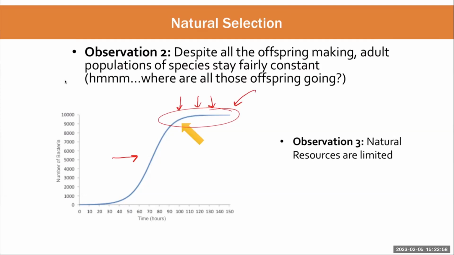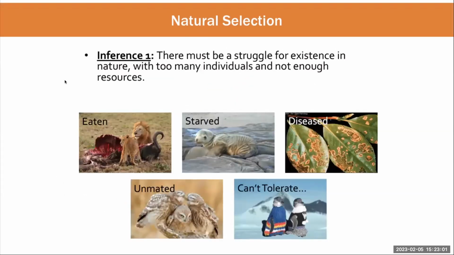Once again, as that population reaches carrying capacity. So from those observations, we can make an inference, right? The inference is that there is some struggle for existence. More offspring are being born than can survive, and there are limited resources, right? So this means that not every individual survives as a result of that resource limitation, right?